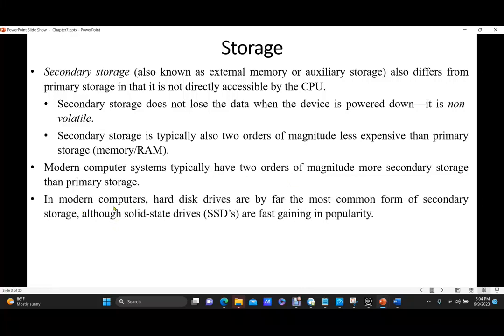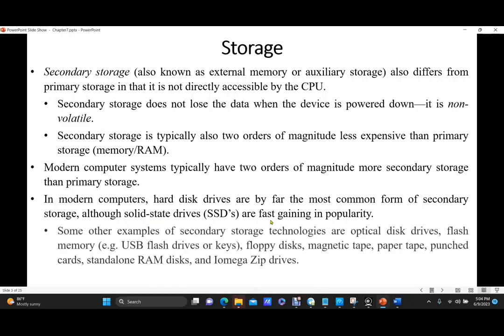In modern computers, hard disk drives are the most common form of secondary storage, but solid-state drives, SSDs, are fast catching up with it. Some other examples of secondary storage are optical disk drives, flash memory or USB drives, floppy disks, magnetic tape, paper tape, punch cards, standalone RAM disks, and Iomega Zip drives.